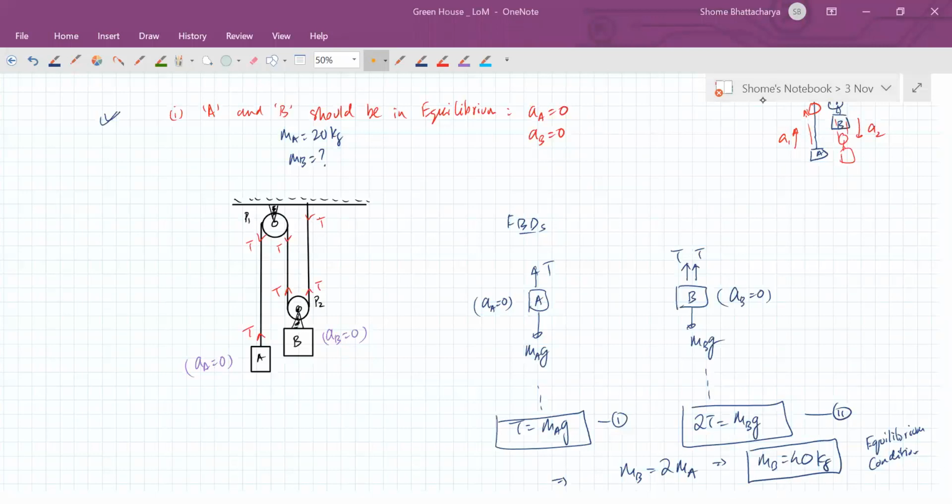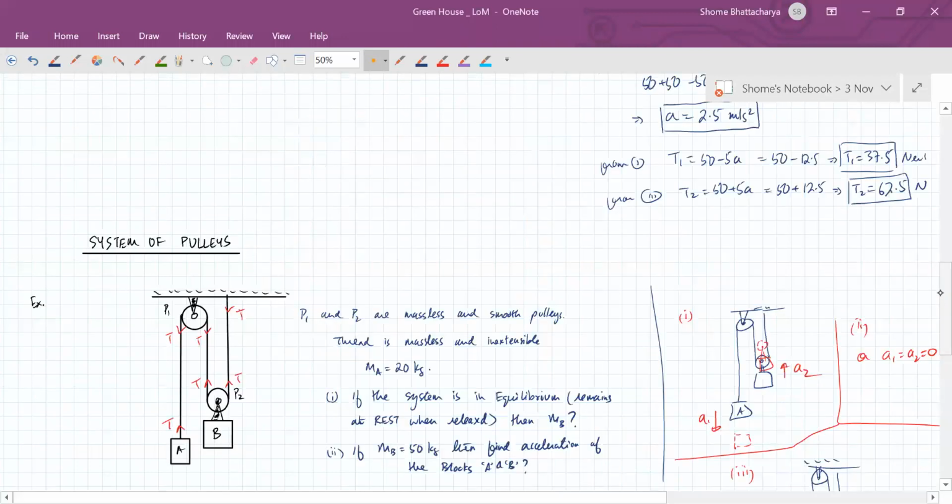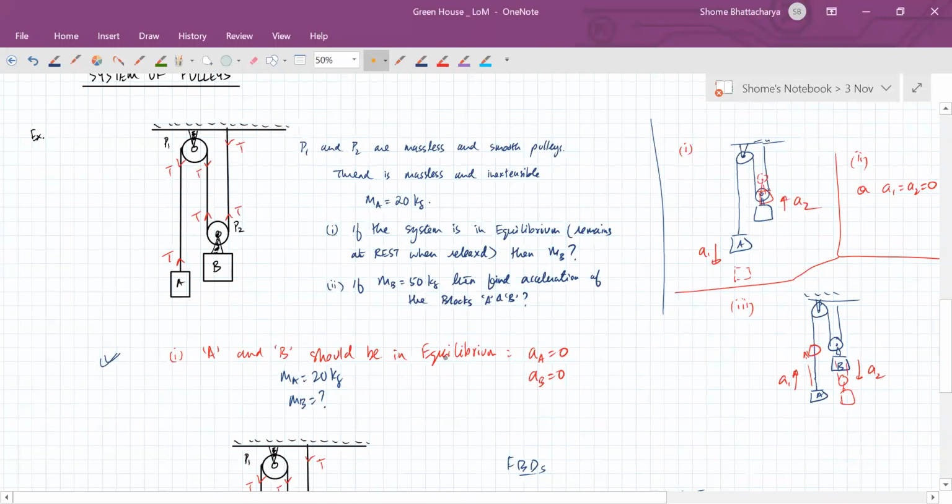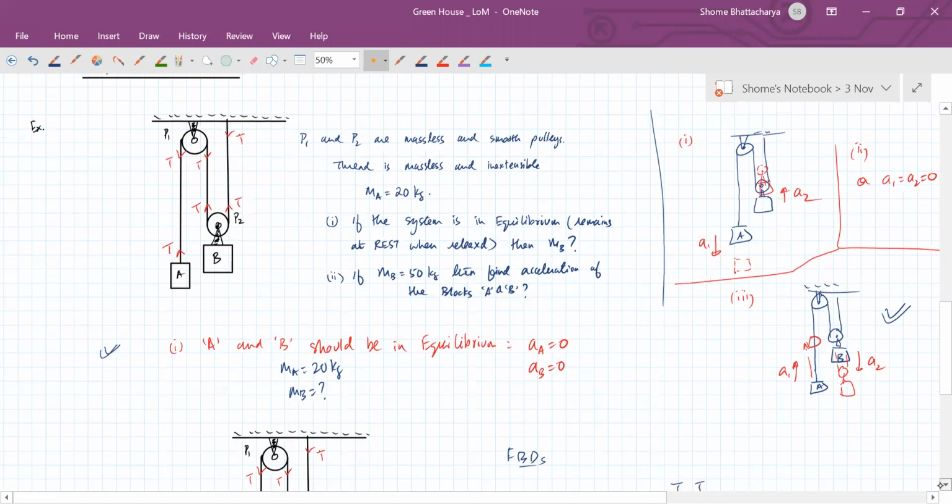Okay, so now let us see what is happening in the second part. We are keeping the mass of B as 50 kg, so it's going to be comparatively more than what we had for the equilibrium condition. Which of these cases is going to occur in the second part? This case: B will accelerate downwards and A will accelerate upwards. Now we come to a more tricky situation because there is a system of pulleys, so the magnitudes of their accelerations will not be the same. Let's understand why that happens.